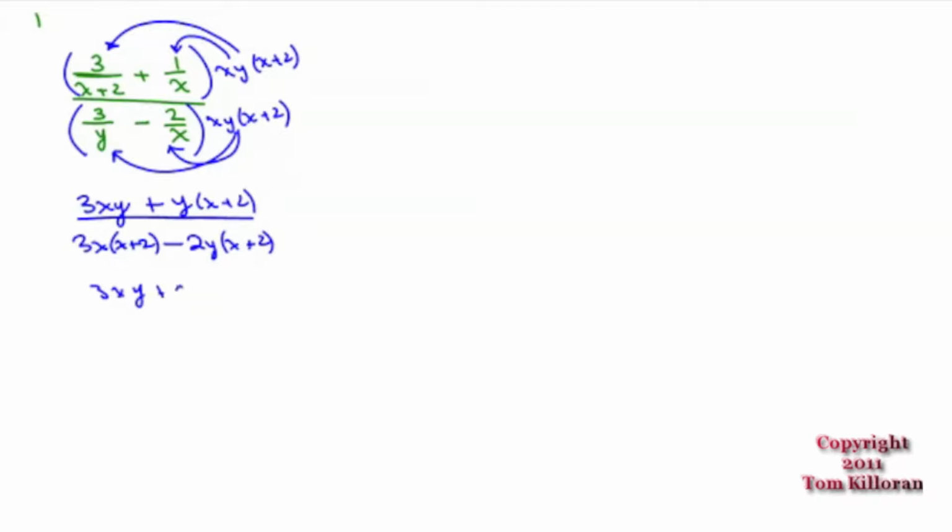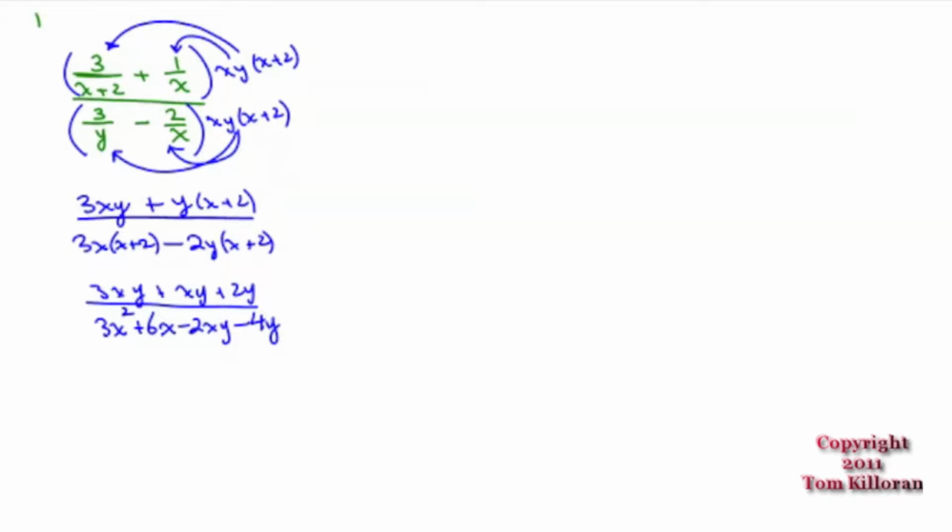3xy plus xy plus 2y over 3x squared plus 6. See, I like stopping at this one because I've seen people say 3x squared plus 6 and they forget that there should be an x. It's the weirdest mistake I've ever seen. Negative 2xy minus 4y.